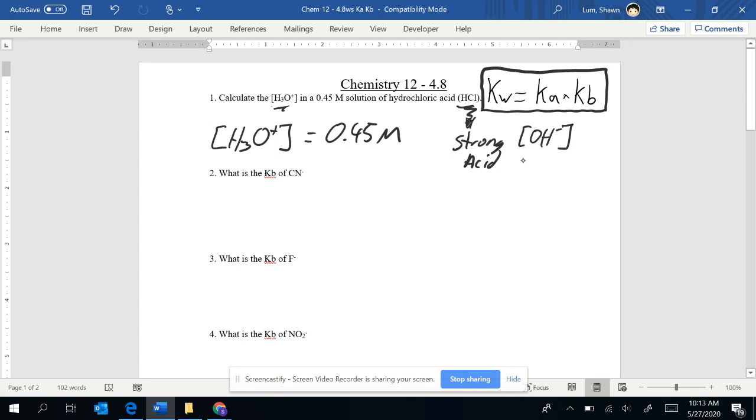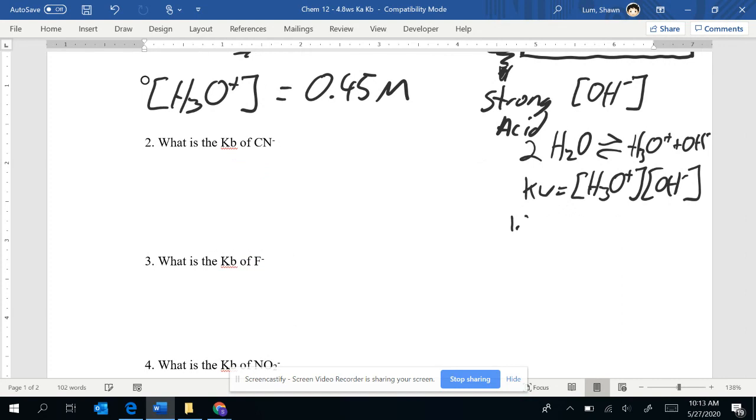If we remember, the autoionization of water is 2H2O giving H3O+ and OH-. In other words, Kw equals H3O+ times OH-. We know what Kw is: 1.0 times 10 to the negative 14 equals 0.45 molar times our concentration of OH-.